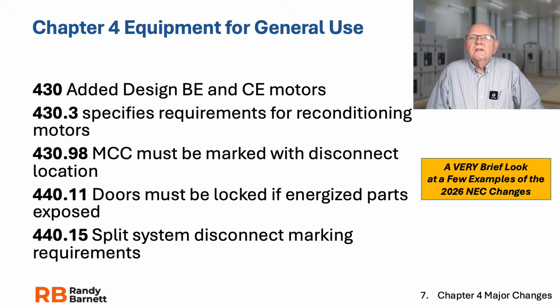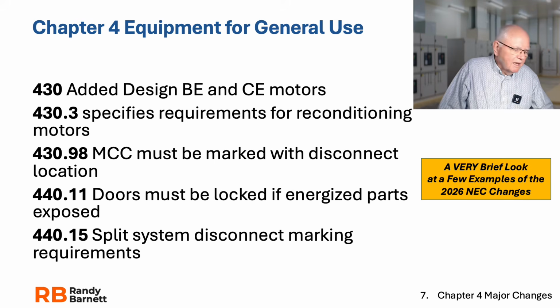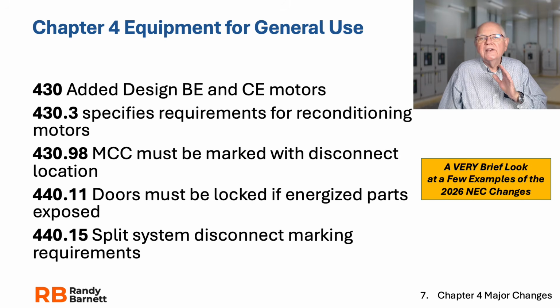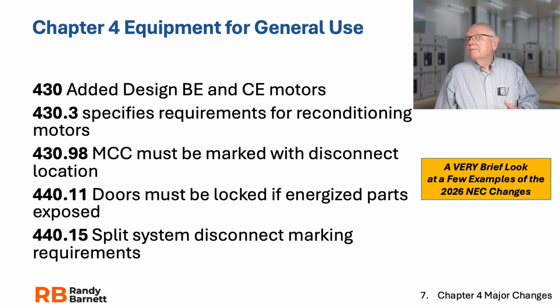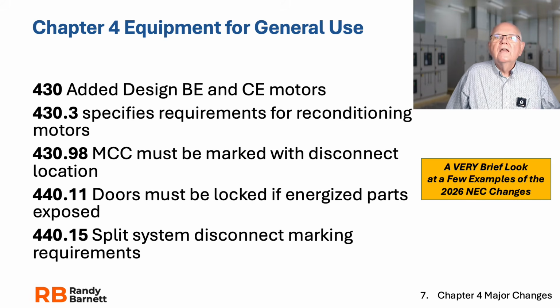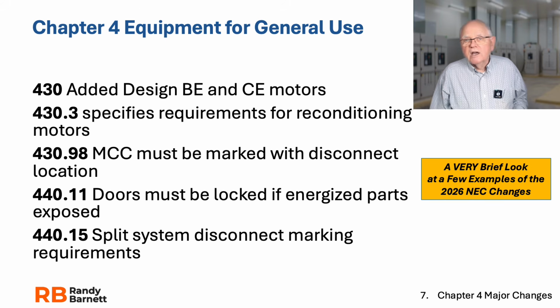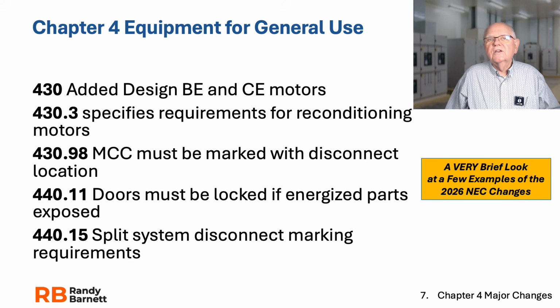Article 430 is on motors. 2 additional design motors. We've always seen design B, design D, whatever. We now have design BE and design CE. So those have been added throughout Article 430 wherever they needed to add information on design motors. 430.3 specifies the requirements for reconditioning motors. Hey, I've always sent motors out to the rewind shop, no big deal, huh? Take a look at 430.3, make sure you're meeting those requirements.